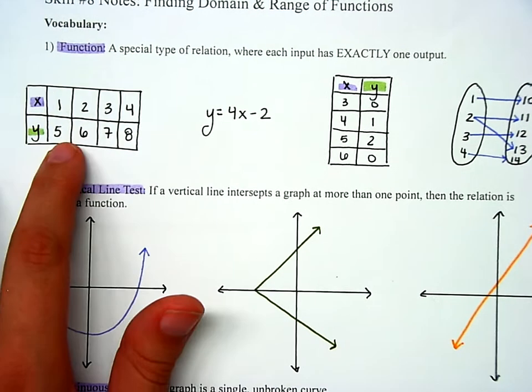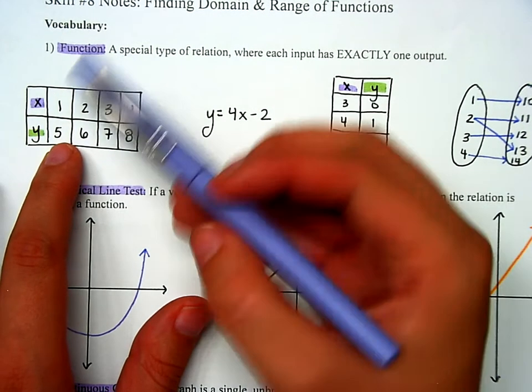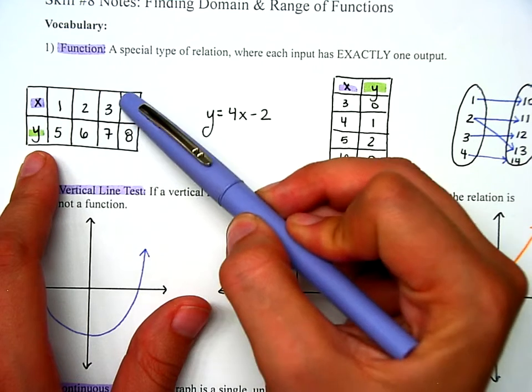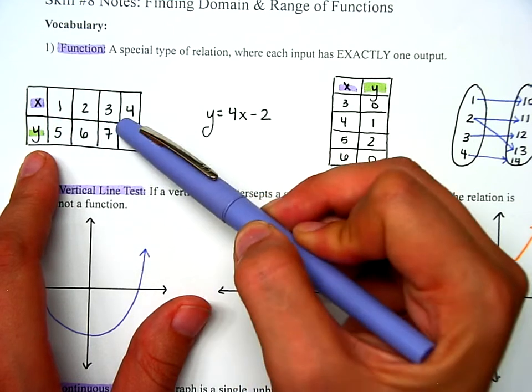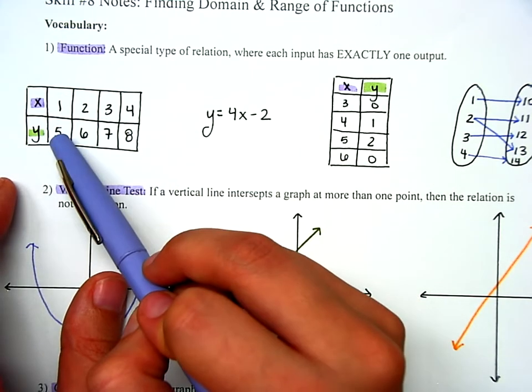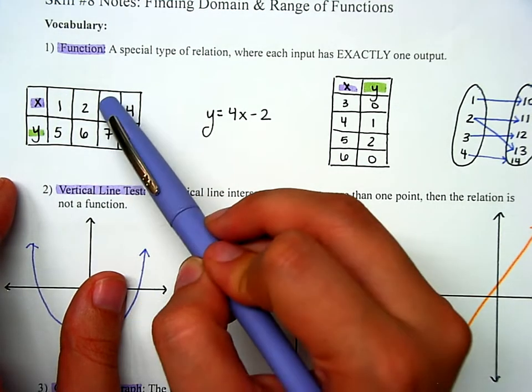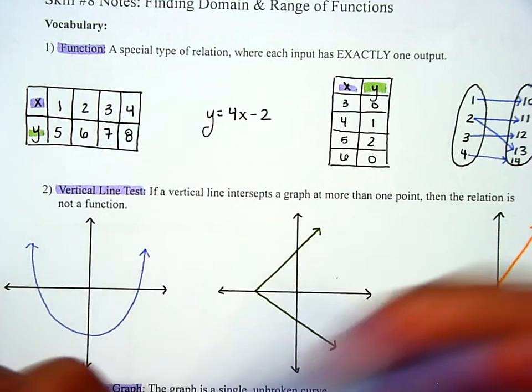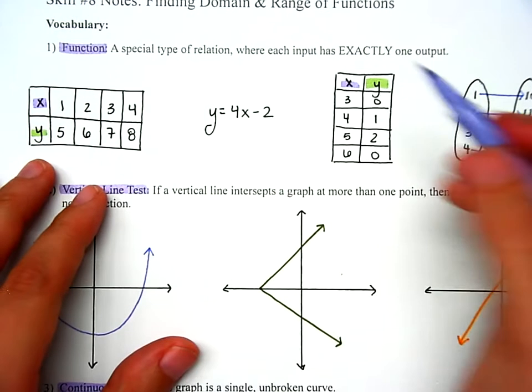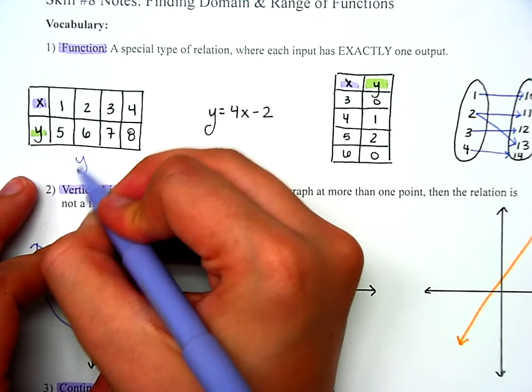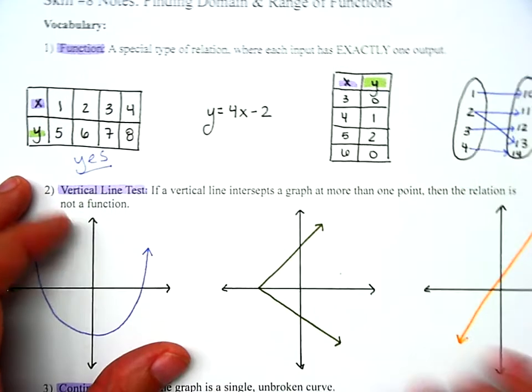So first one, I'm going to see, is this a function? So I'm going to see every x value has only one output. So 1 has 5, 2 has 6, 3 has 7, and 4 has 8. Each one of these has one output. So yes, this is a function.